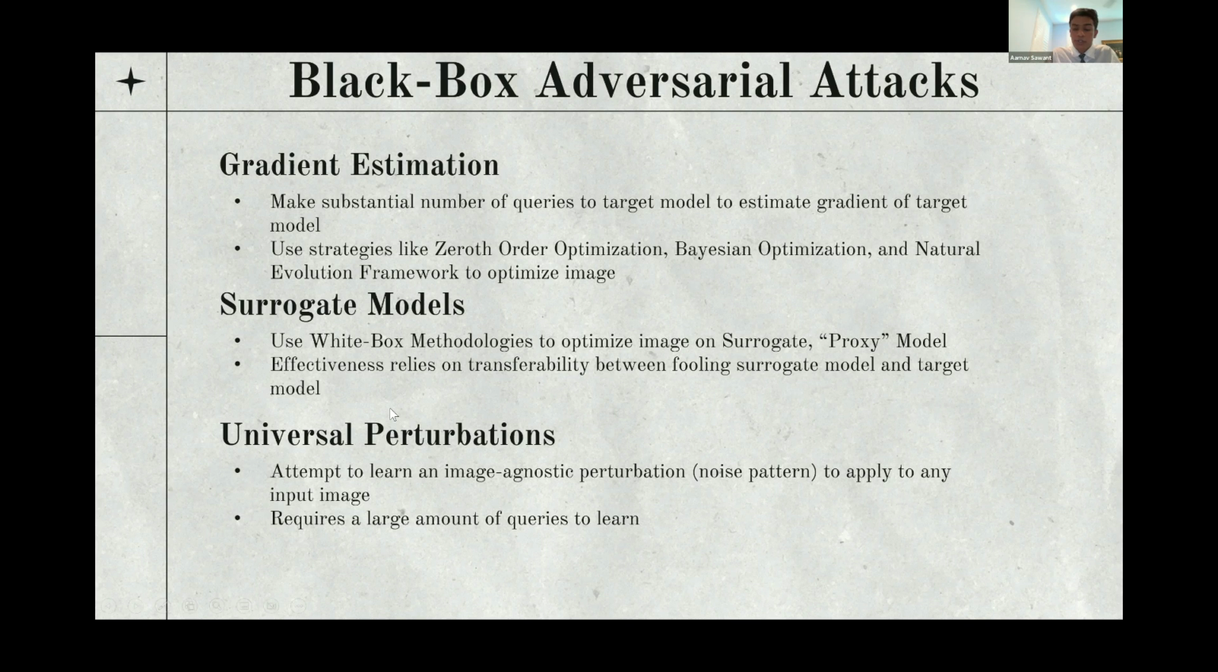The third example is universal perturbations. In this one, what the attacker attempts to do is to learn an image-agnostic perturbation. It's essentially a noise pattern that you can apply to any input image. But again, the restriction with this is it also requires a substantial amount of queries, which might be impractical due to rate limits and the potential for detection.